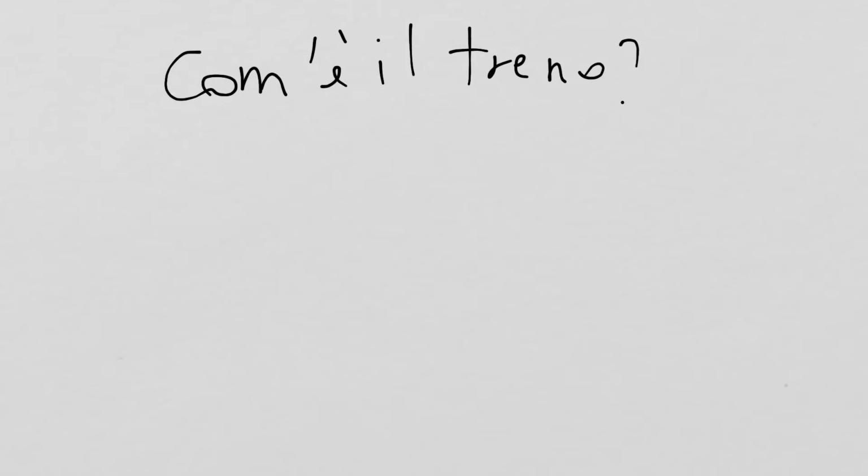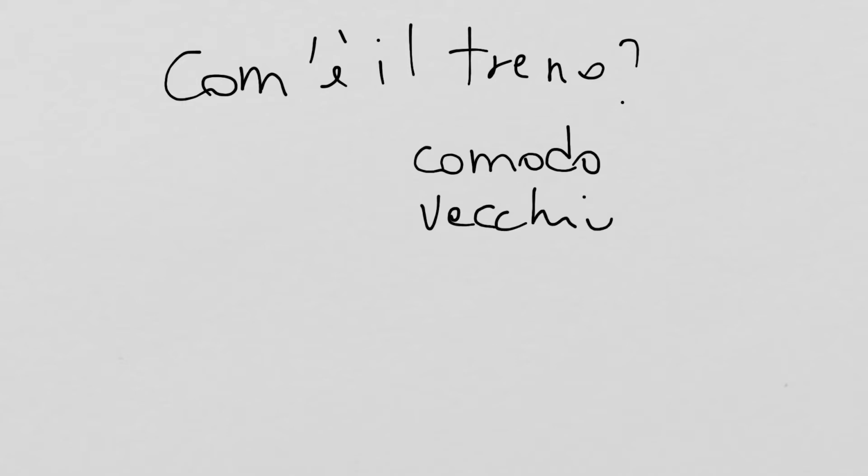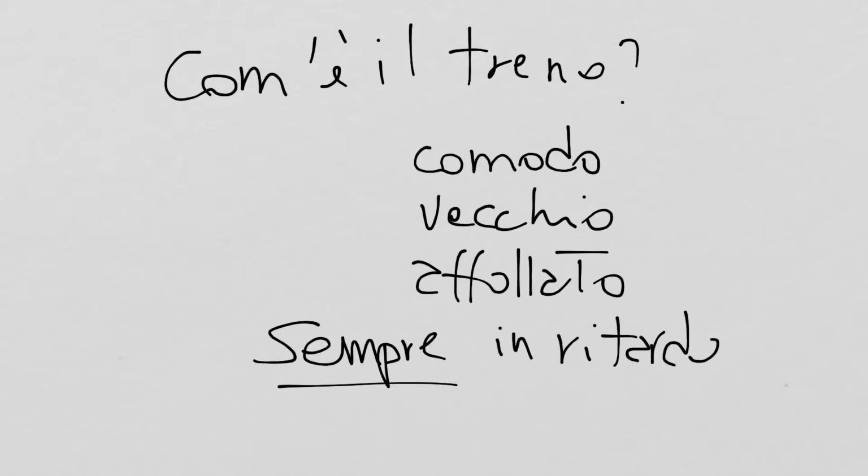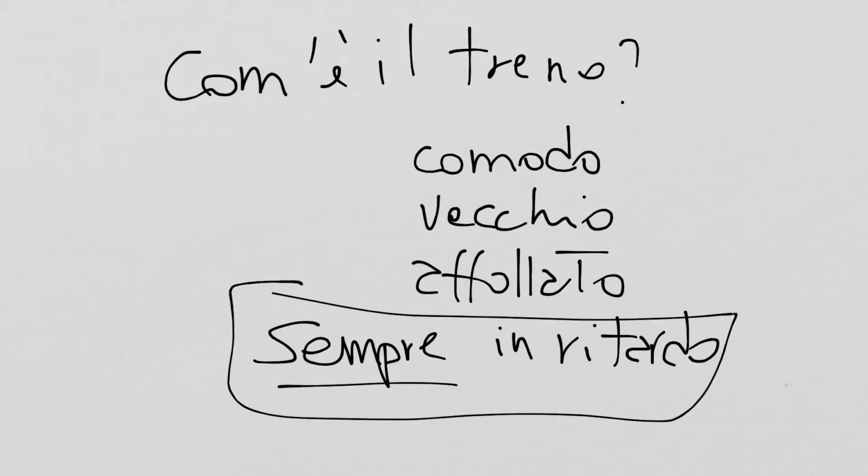Il treno è comodo, vecchio, affollato, sempre, here is always, in ritardo. So somebody, when you answer, il treno è sempre in ritardo, says, well then why do you take it? Perché prendi il treno? And then you say, perché il treno costa meno. So you think, take any basic structure, any basic sentence that is a statement with some kind of activity.